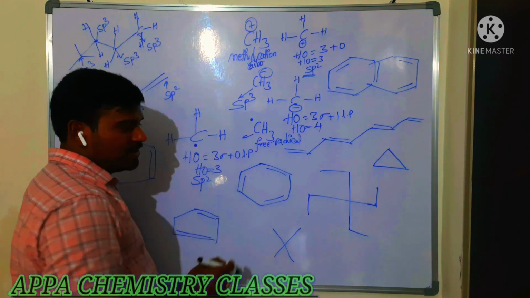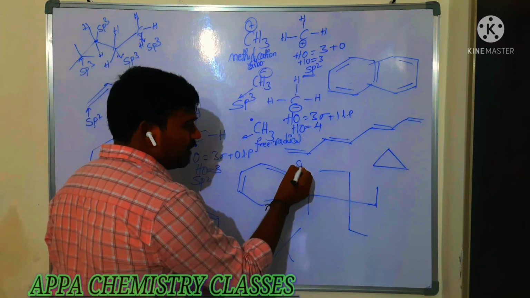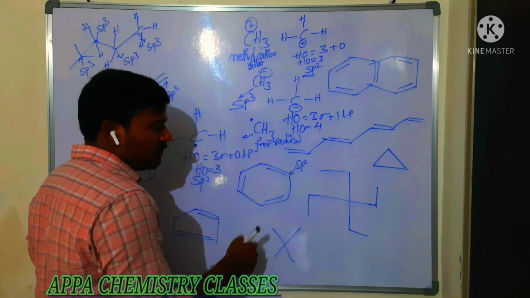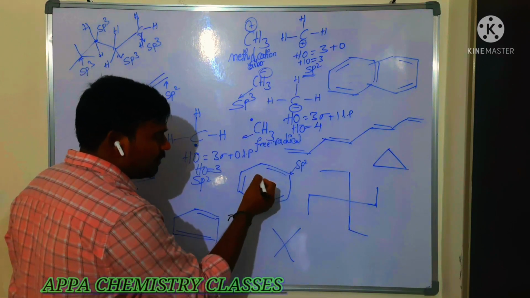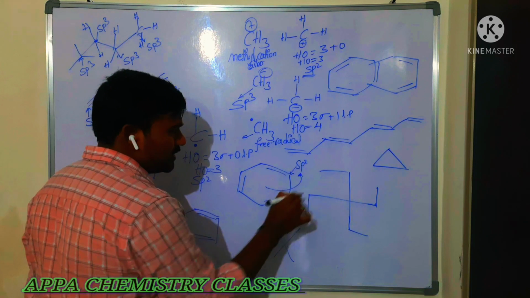I will tell you in benzene. So it is sp2 carbon, because each carbon has a pi bond. 1 pi bond is there. All the carbon atoms in the benzene ring are sp2.